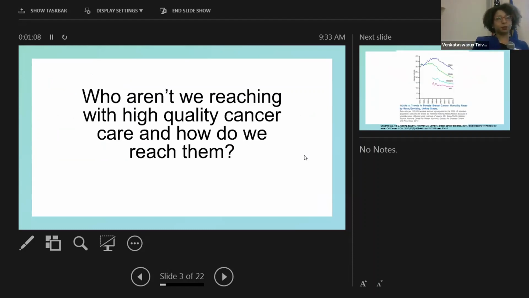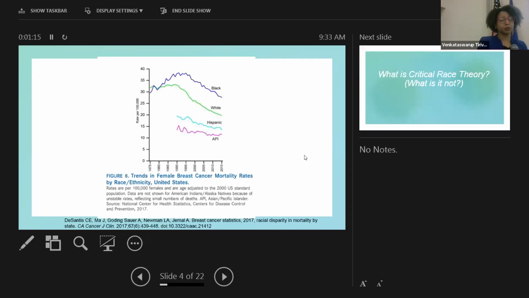And so really the core of my research program is who aren't we reaching with high quality cancer care and how do we reach them? And I came to this foundational research question guiding my program from this figure that many of us may be familiar with, displaying the trends in breast cancer mortality rates in the United States, with the x-axis spanning from 1975 to 2015 and the y-axis being the rate per 100,000 mortality. And here we can see that while breast cancer specific mortality has been declining over time for everyone, as we've gotten better at treating cancer, the mortality gaps have actually widened between Black and white women. And closing this gap for breast and other cancers is the core of my research program and what I hope to continue to work on.